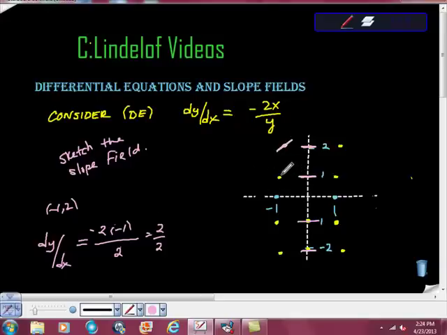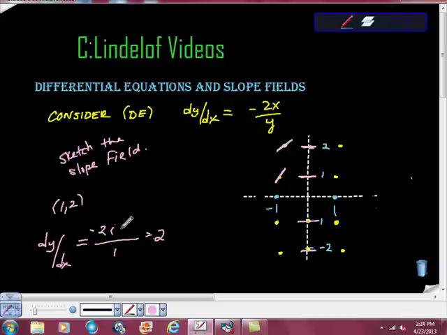I'm going to do the next one, and it's the point (-1, 1), isn't it? So negative 2 times negative 1 over 1 gives me a slope of 2. So what do I know about this? This is a slope of 1 here, so all I'm going to do is make this look a little bit steeper, so you can tell that it's steeper than that one. Then I'm going to do the next point. This is the point (1, 2).